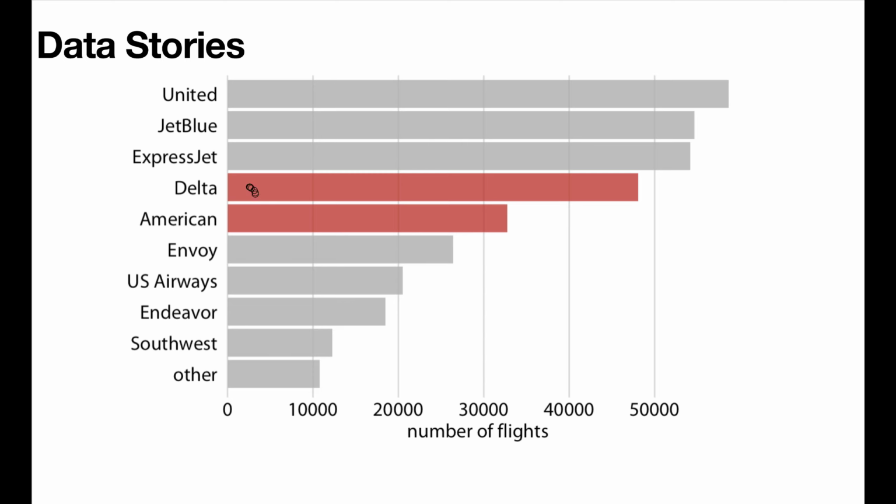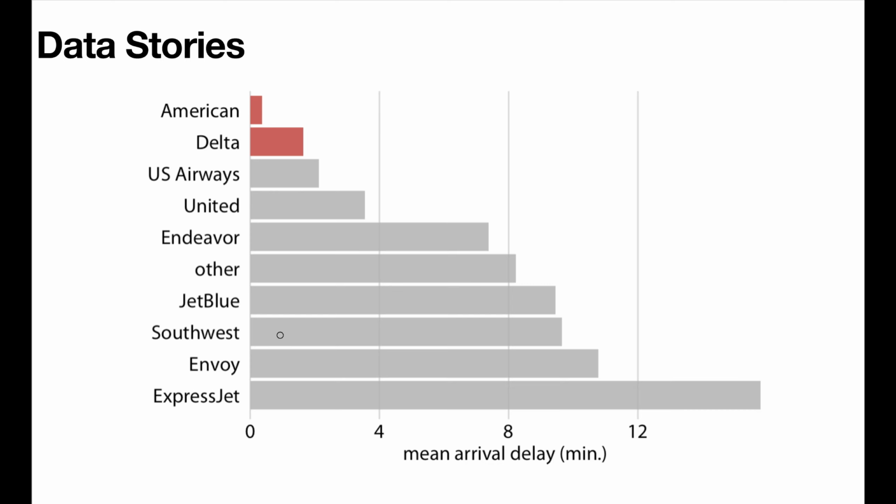Regardless, Delta and American do have the best on-time arrival ratings, despite being major airlines with a very large number of flights. Southwest, interestingly, has many fewer flights, and yet also has a very poor, relatively speaking, poor on-time arrival rating.